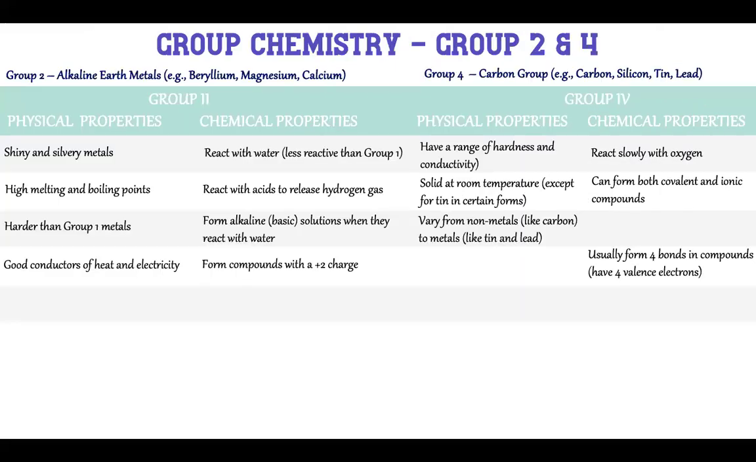Group chemistry, groups 2 and 4. Group 2 comprises alkaline earth metals like beryllium, magnesium, and calcium. Let's look into the physical and chemical properties of group 2. In terms of physical properties, group 2 metals are shiny and silvery, with high melting and boiling points, harder than group 1 metals, and good conductors of heat and electricity.